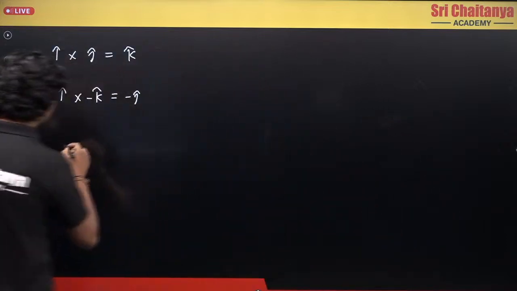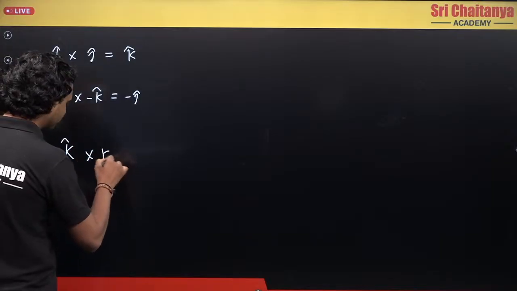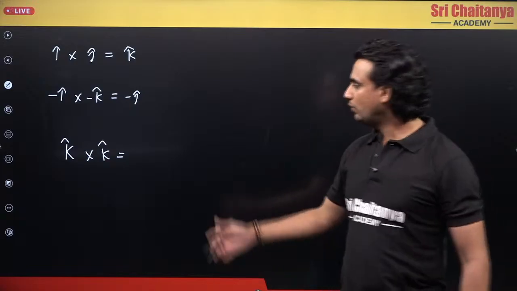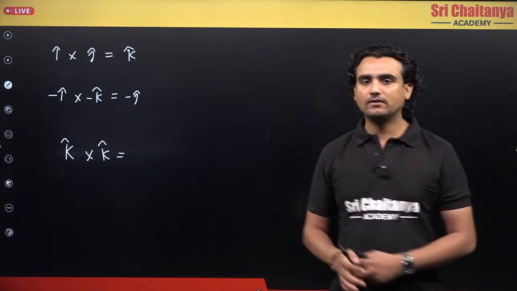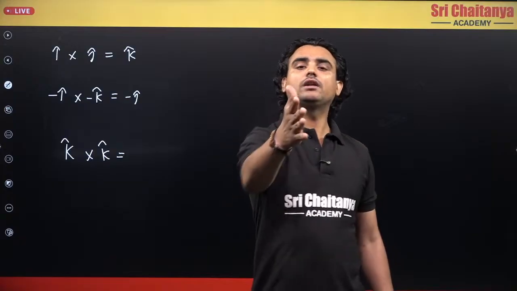I will give you one more question. Let's say if I want to find k cross k, then what is k? K cap is towards you, and he is telling to turn it towards you only.